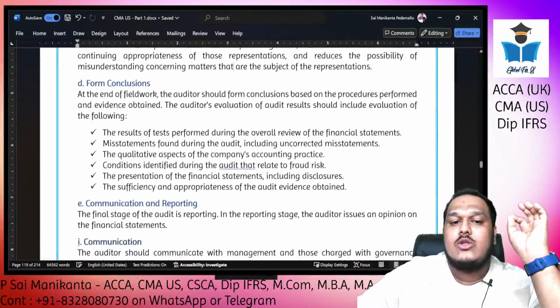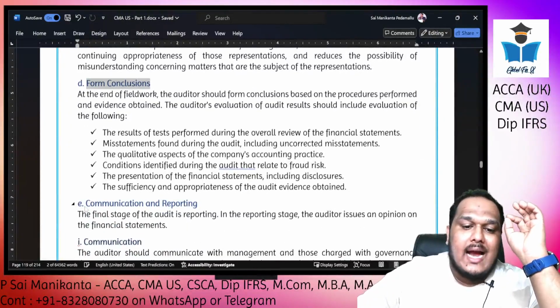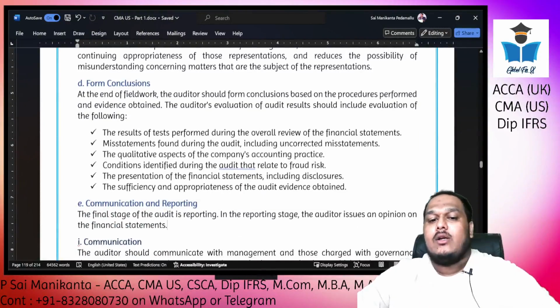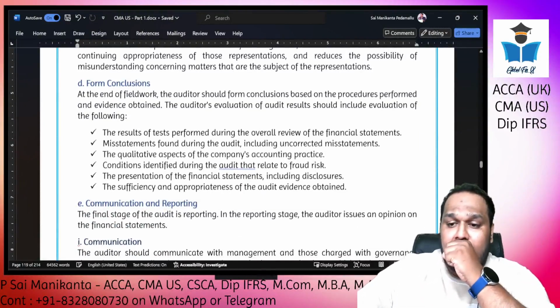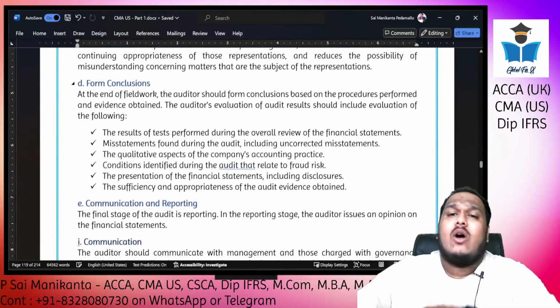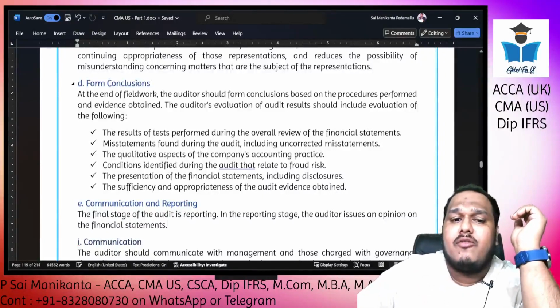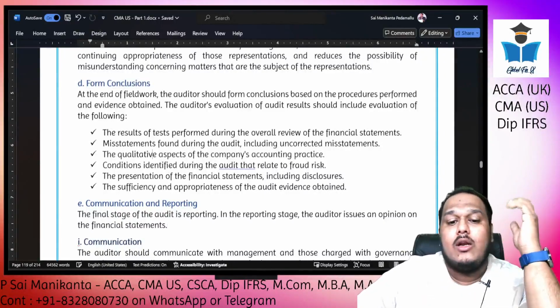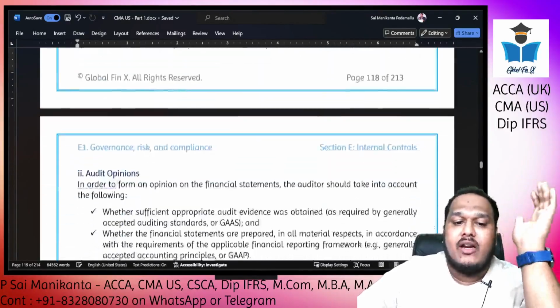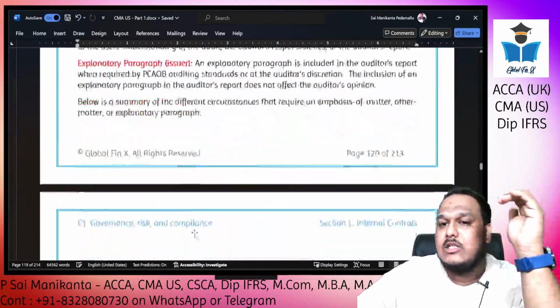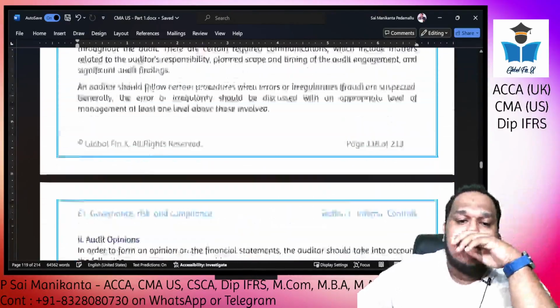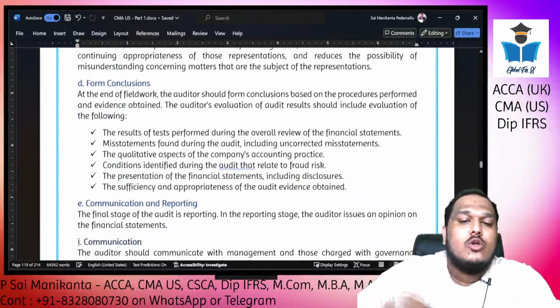Then the last 2 steps: forming the conclusions, and communicating and reporting it. I'll continue this lecture for forming the conclusion part because that's very small. Communication and reporting would take forever because that is where the entire discussion is, so I'll do that as a separate lecture. So now, forming conclusions. What is that, sir?